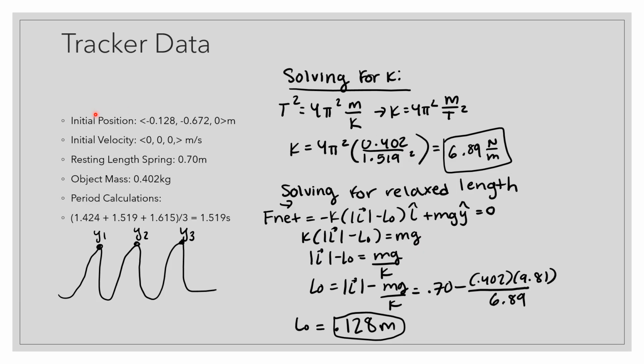So this is my Tracker data, the initial position, initial velocity, should be starting from rest. These are the given data. This is my period calculation. I basically took the differences between the top data. I took 3 of them and then averaged them to get the average time. And here I used that to find the spring constant and the relaxed length.